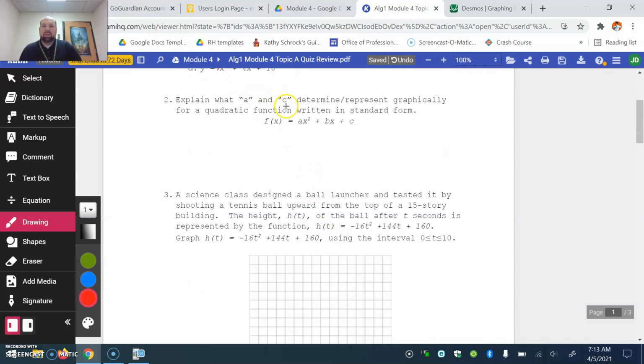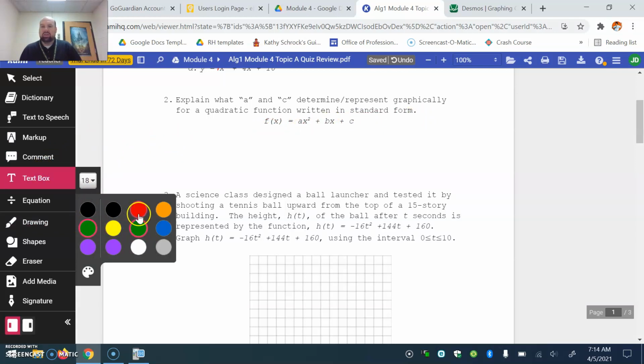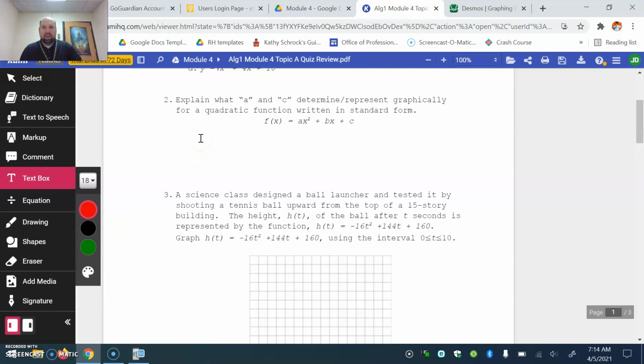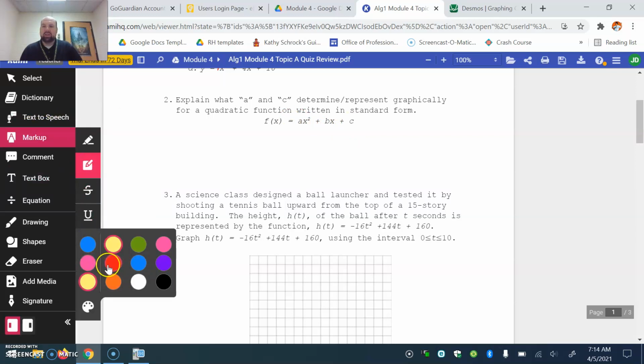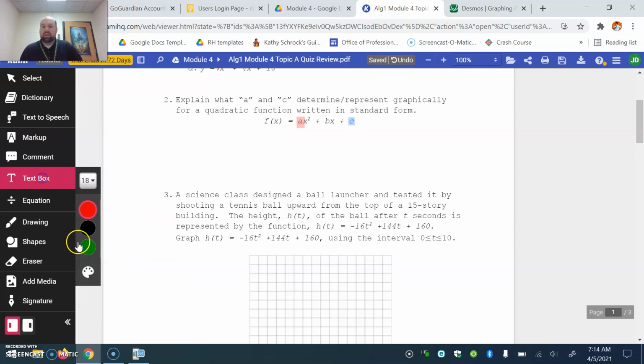Explain what A and C determine or represent graphically for a quadratic function written in standard form. So here is your quadratic function in standard form: f of x equals ax squared plus bx plus c. So we want to know what A is. Let me highlight here. A, I'll highlight that in red, and C, I'll highlight that in blue. And then I'm going to type in red for A.